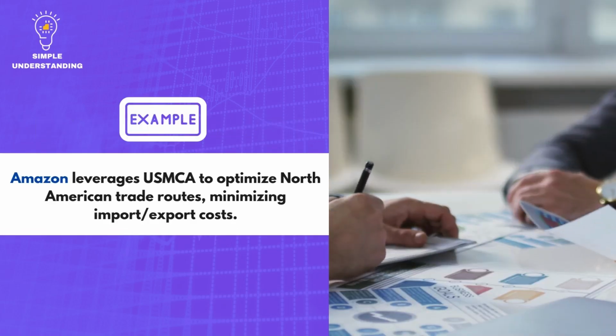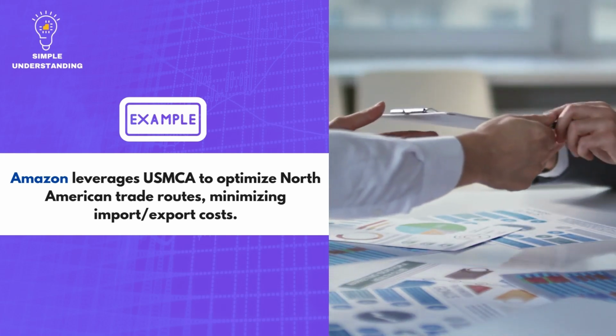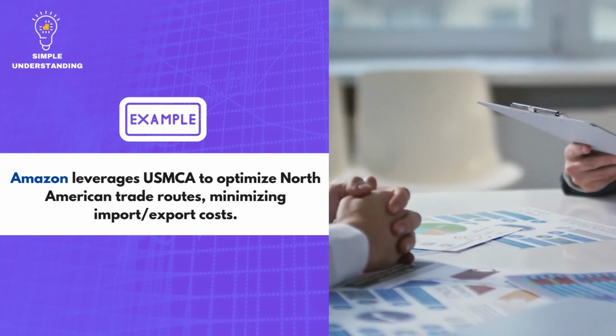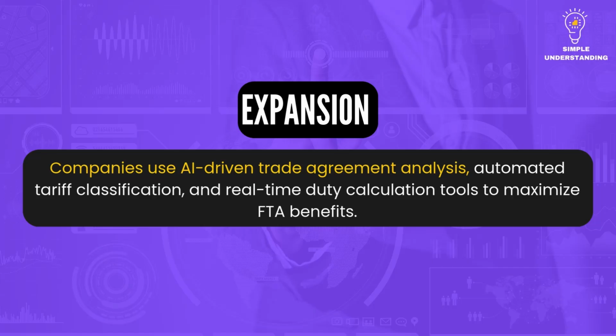Real company example: Amazon leverages USMCA to optimize North American trade routes, minimizing import-export costs. Expansion: companies use AI-driven trade agreement analysis, automated tariff classification, and real-time duty calculation tools to maximize FTA benefits.